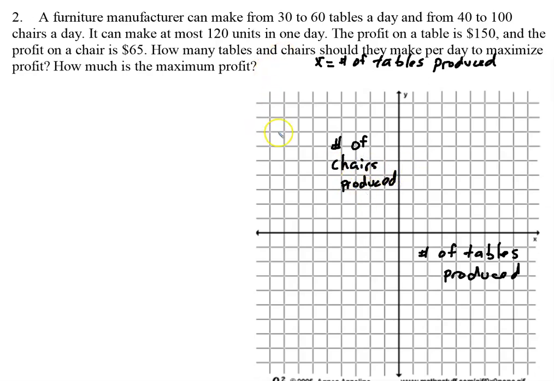Okay, so now that we've got some variables identified, let's see if we can come up with some inequality statements to represent constraints. Constraints are limitations on our ability to make unlimited quantities of either one of these. For example, who knows why, maybe it's space, maybe it's labor, but for whatever reason, this particular company can make between 30 and 60 tables a day. So over here, this is going to be called my system of constraints.